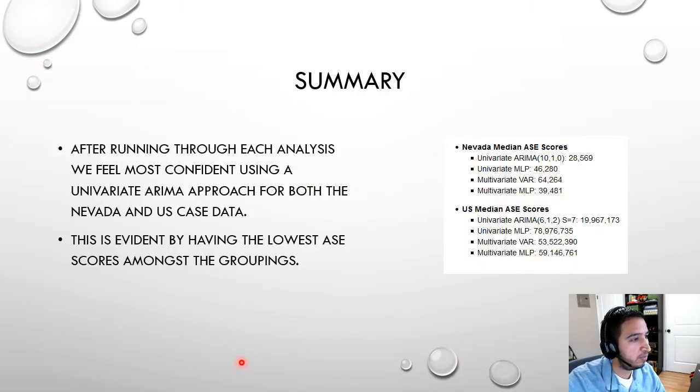So what does all this mean? Well, after running through each analysis, we feel most confident using a univariate approach of an ARIMA model for both the Nevada and US case data. This is further evident by having the lowest AIC scores amongst the groupings. As you can see here, 28.5K for the Nevada data, and then 19.9 million for the US data.